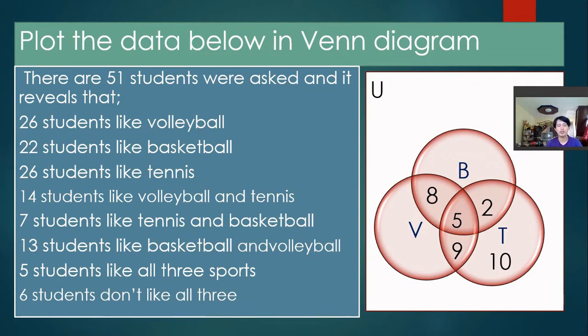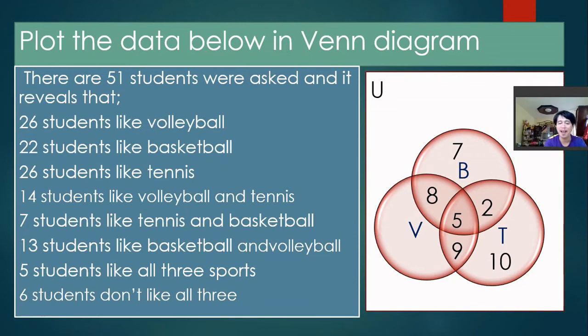Now we will solve the circle for basketball. We have already the numbers inside the circle for basketball. We have 2, 5, and 8. So that's 2 plus 8, it's 10, plus 5 is 15. Now what number to be added to 15 to get 22? For 22 minus 15, the answer is 7. Okay, we solved already the circle for basketball.